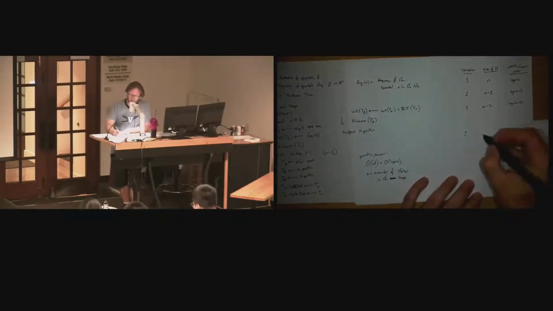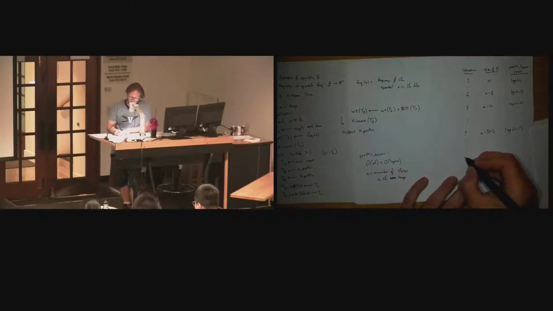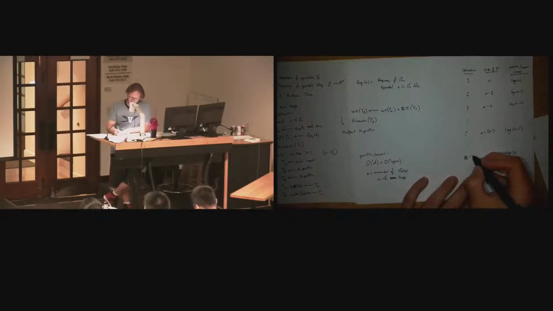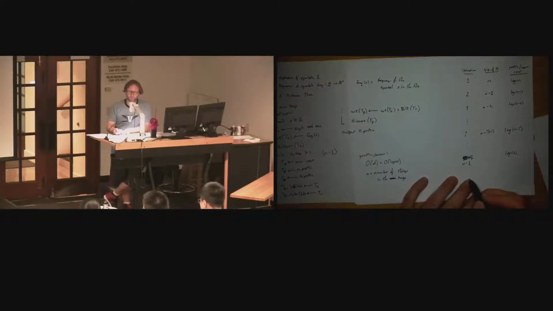On the ith iteration, how big is it? N minus i plus 1, whatever, who cares about that? Log of n minus i, right? On the last iteration, there are going to be 2 things in there, and so the cost is going to be log of 2. On the n minus 1th iteration, sorry, there are going to be 2 things left in there. We don't go to the nth iteration because that's when we escape the loop. Its size is 2, and then once its size is 1, that's when we escape the loop.